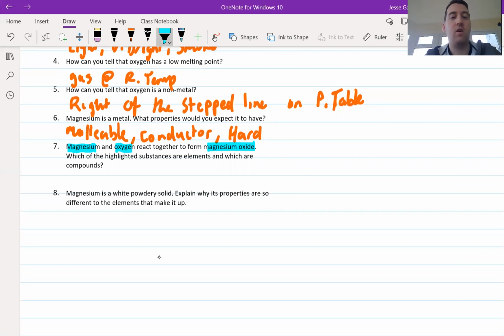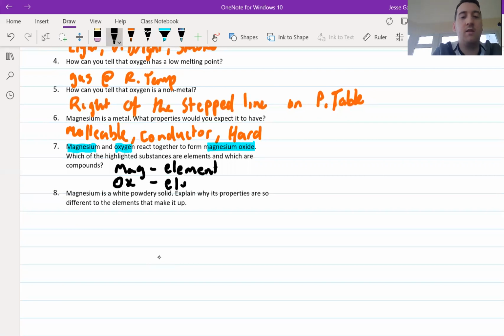Okay, so hopefully you said magnesium is an element, oxygen is an element, and magnesium oxide is a compound. Well done. If you said that, good job.